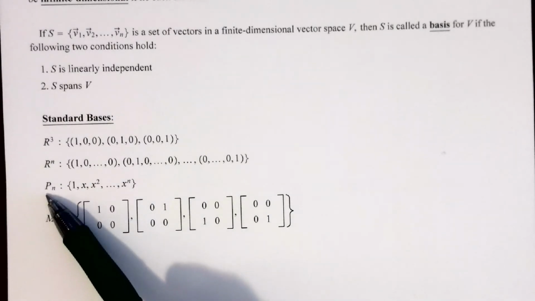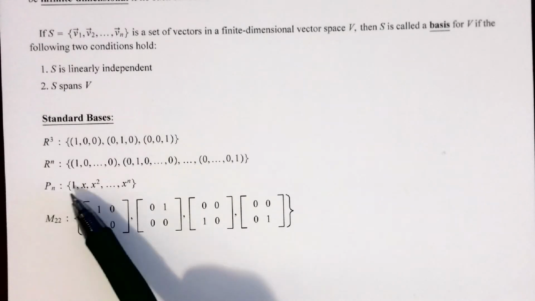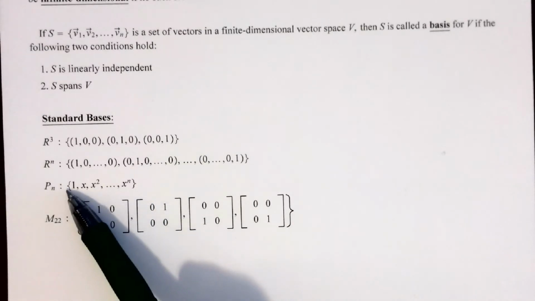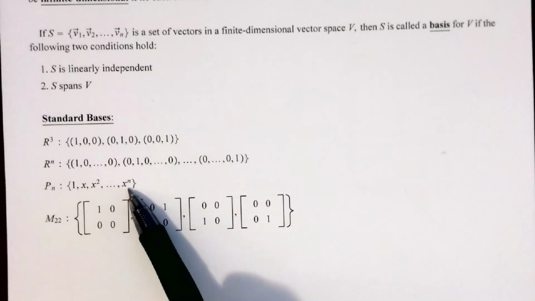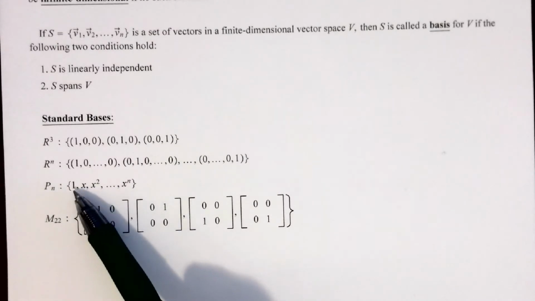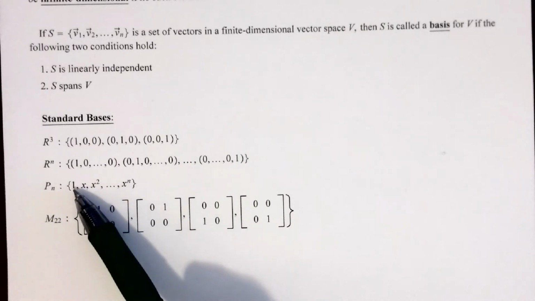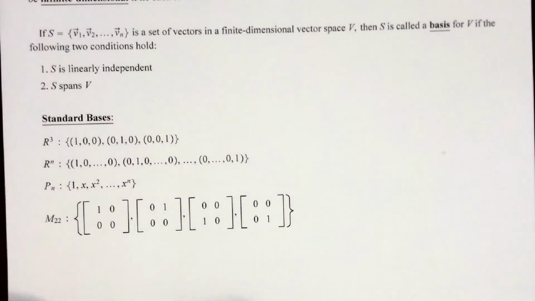What about P sub n? What's that? That's the set of all polynomials of degree n or less, right? Think about this. This is a basis. This is what we call the standard basis. Every polynomial of degree n or less can be written as a linear combination of these vectors, right? And of course these vectors are just polynomials in this case. So that's pretty clear, right? I can just add scalar multiples of these quantities to create a polynomial of degree n or less.